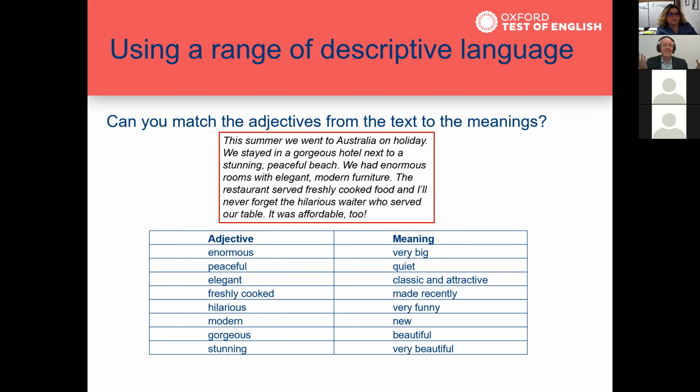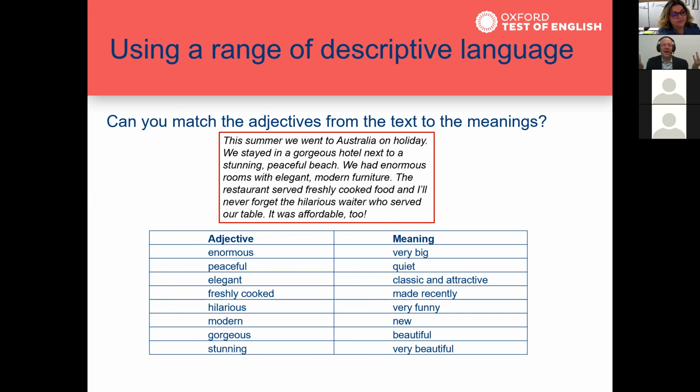So instead of funny, how about this? Hilarious. What does hilarious mean? Hilarious is "que me parto." I was crying, laughing. It was hilarious. Okay, the waiter was hilarious. What a fantastic waiter we had. He was so funny. He was hilarious. New. Okay, new. Great. How about modern?